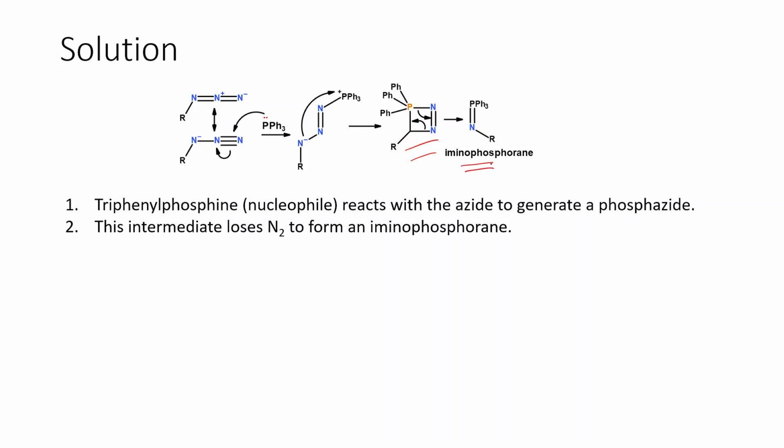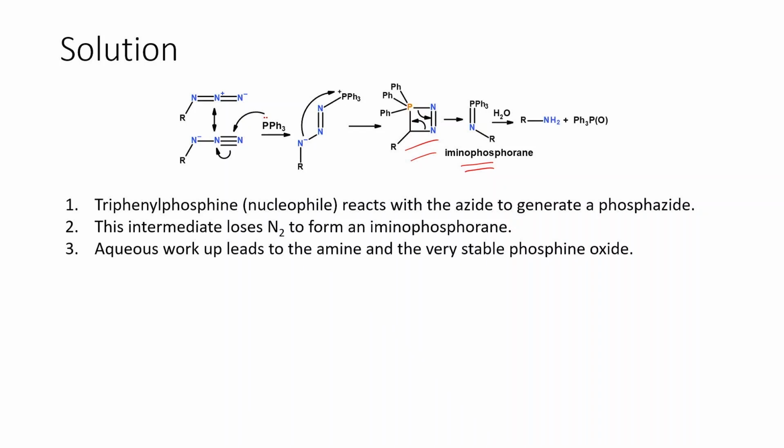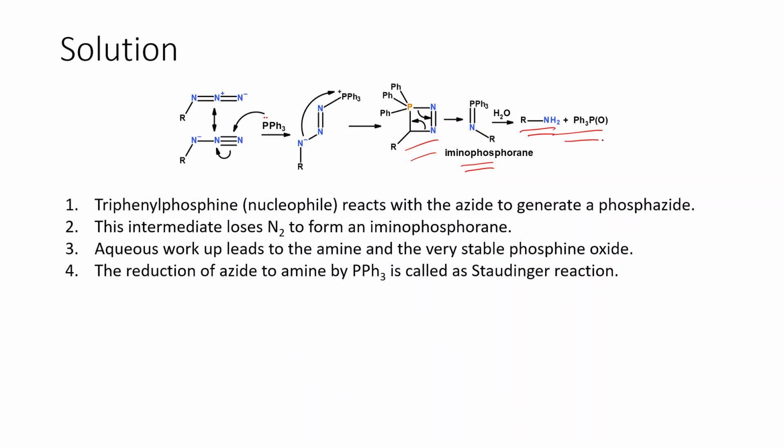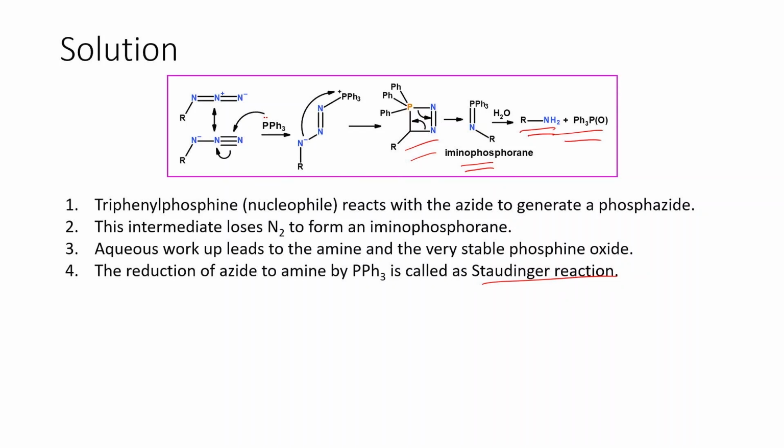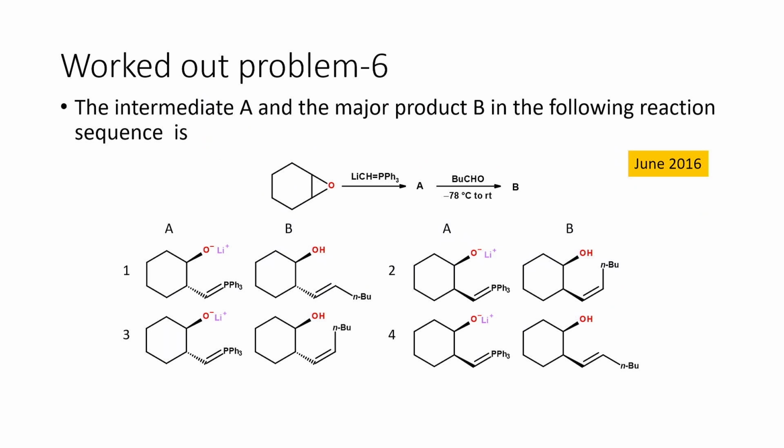That leads to the iminophosphorane derivative, and the hydrolysis of the iminophosphorane derivative gives the primary amine. So this is how the azide is actually converted into the corresponding amine derivative. And of course this overall reaction is called the Staudinger reaction. So let us move on to the next problem.